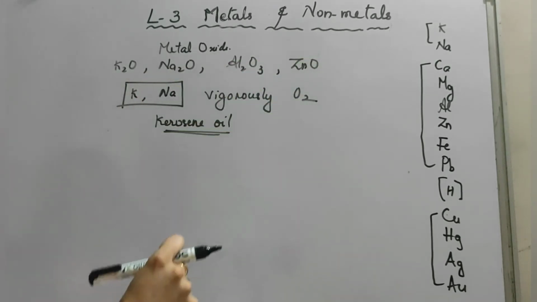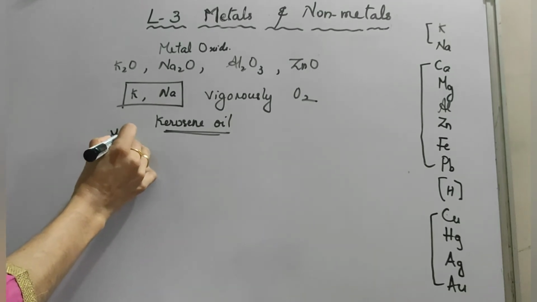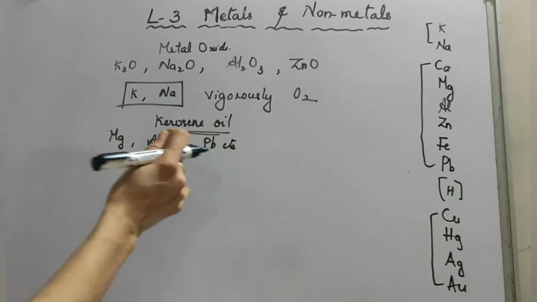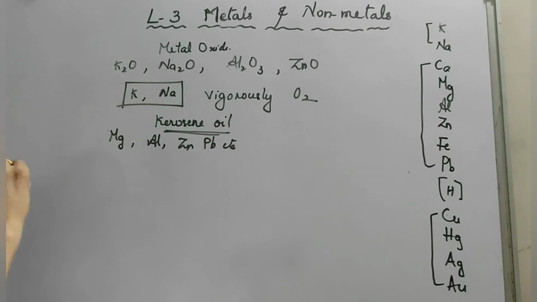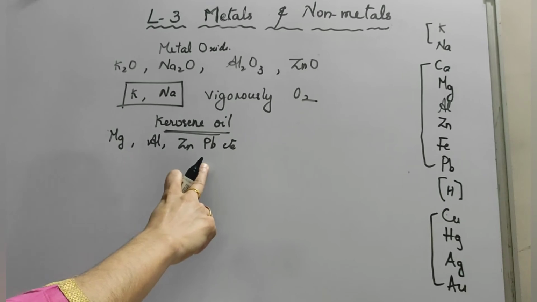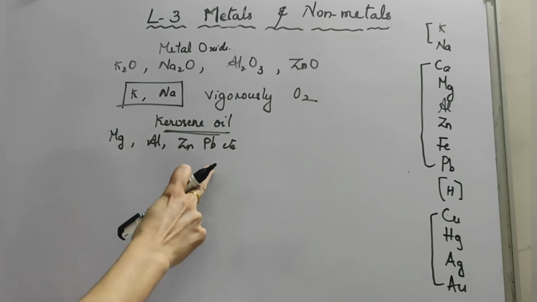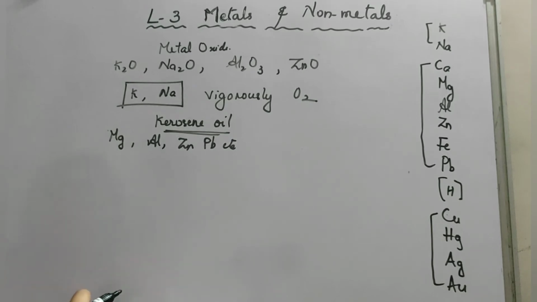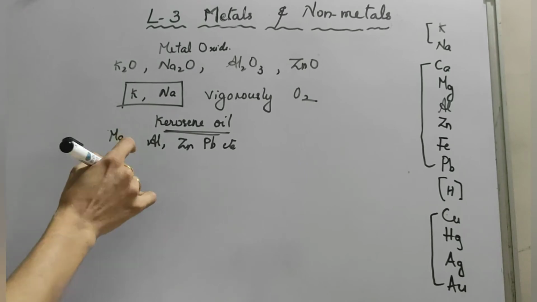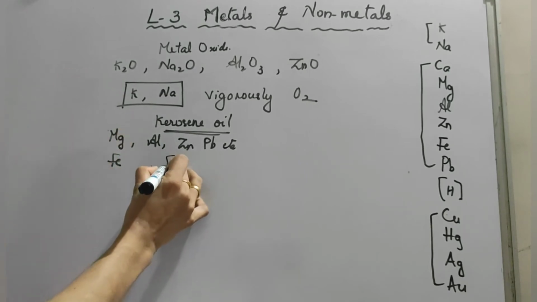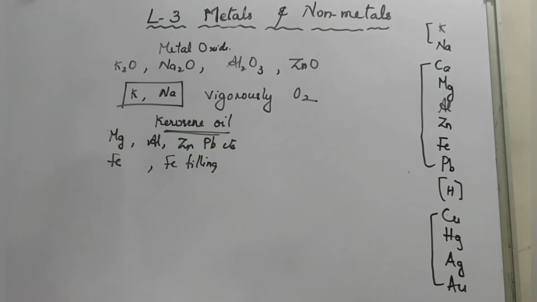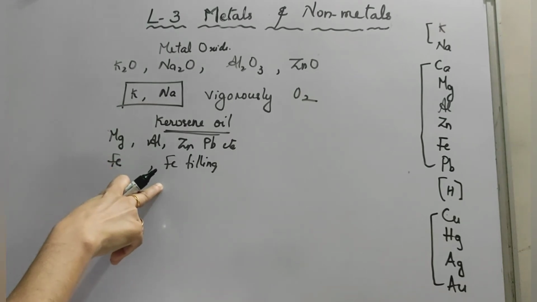Now in the middle reactivity cases, metals such as magnesium, aluminum, zinc, lead, etc. are covered with a thin layer of oxide. This protective oxide layer prevents the metal from further oxidation. Now in the case of iron, in the same middle reactivity, iron does not burn on heating, but iron filings burn vigorously when sprinkled in the flame of a burner. That is another case in the case of iron.